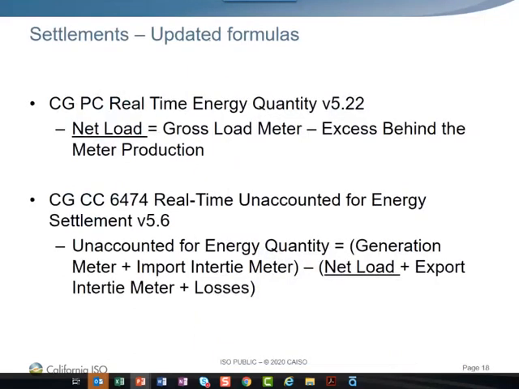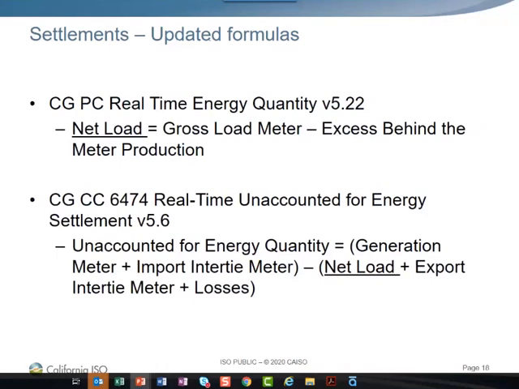And also, it's going to impact what we call net load, because now there's the gross load meter and there's the excess behind the meter production. To get to the net load, you're going to take gross load and subtract the excess behind the meter. That is going to impact the UFE calculation in charge code 6474.